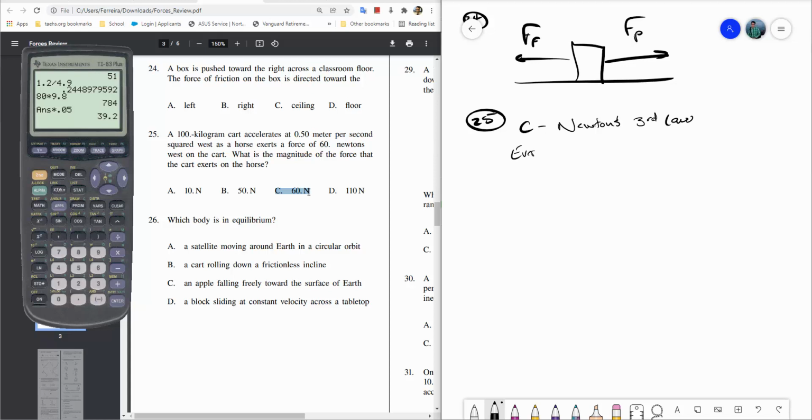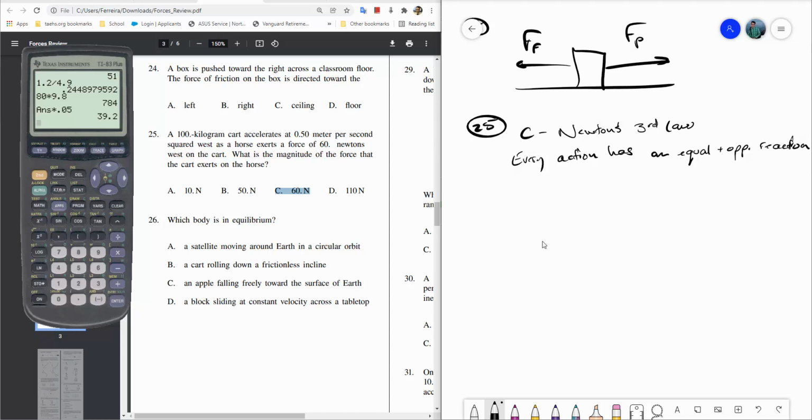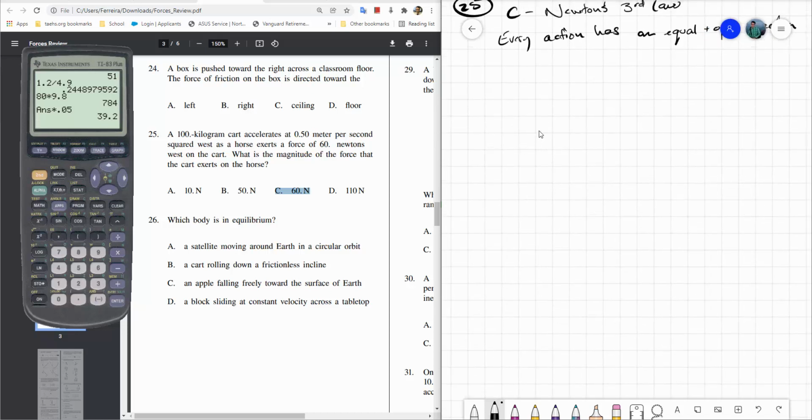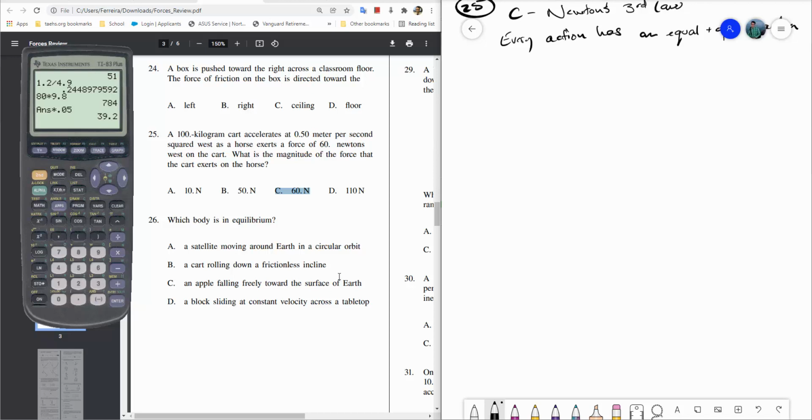Every action has an equal and opposite reaction. Okay. So for 25, the trick was not to get caught up in all the details and to understand what the question is describing. 26. Which body is in equilibrium?